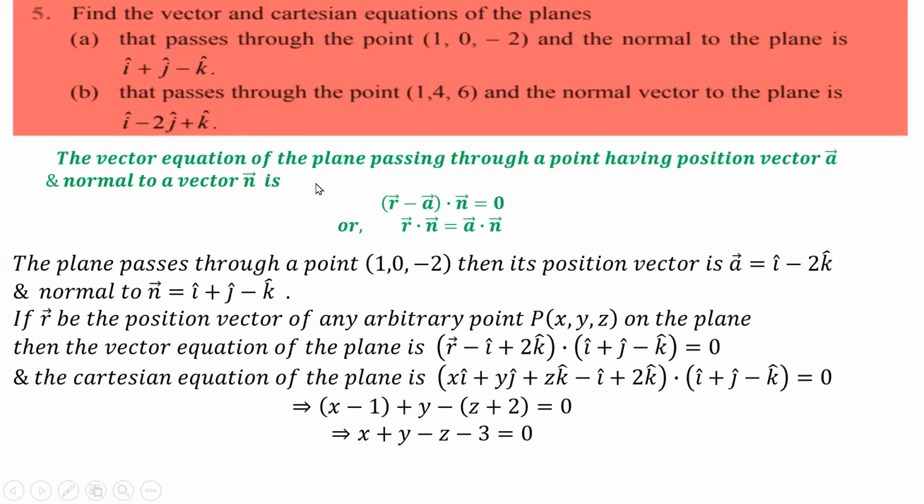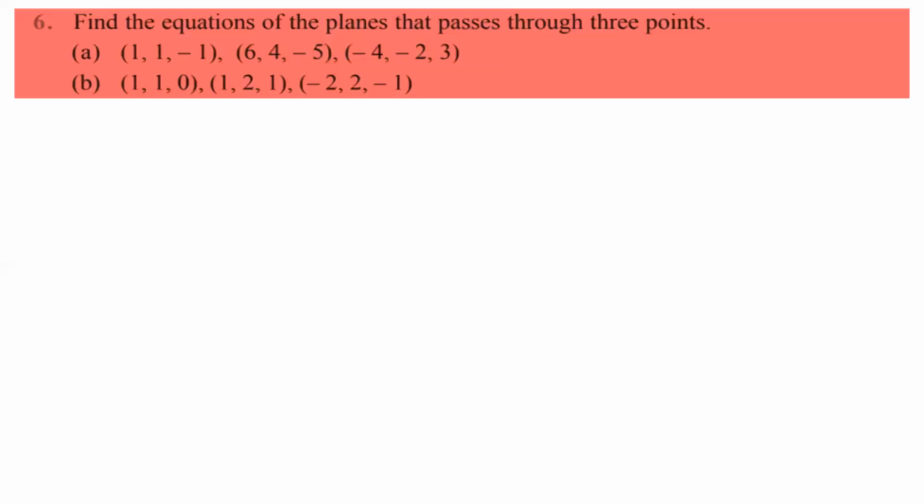So question number 5b is your homework. The same type of question is given. The point is (1, 4, 6) and normal to another plane, which is i cap minus 2j cap plus k cap. Same formula, same process. You need to find the answer. It's your homework. Now moving to the next question, question number 6.